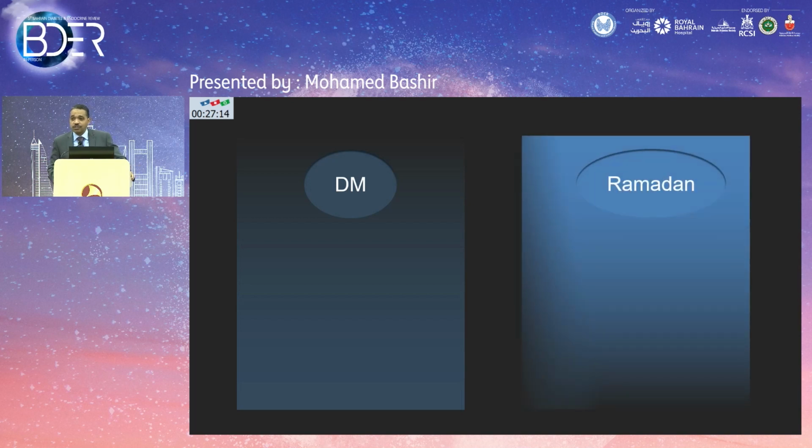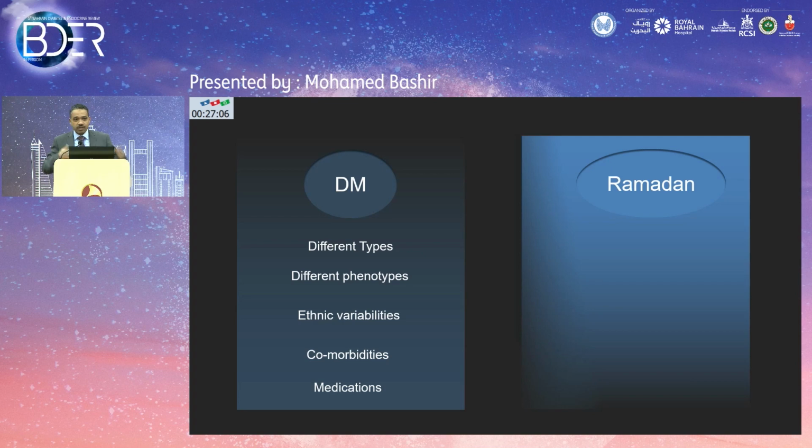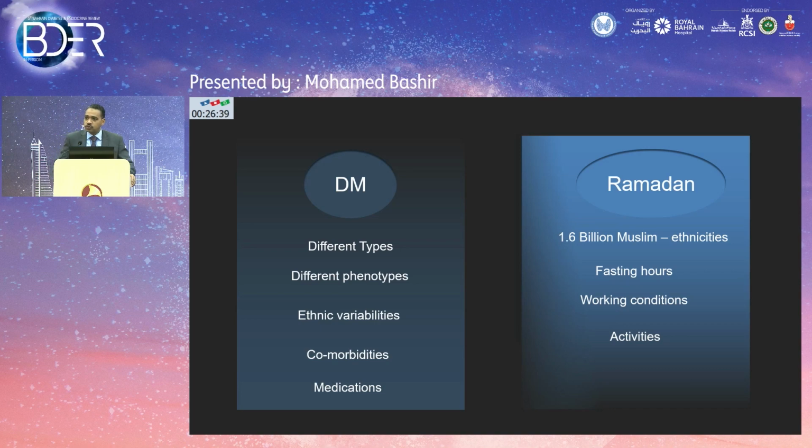So diabetes is a heterogeneous condition, and we all know that. But Ramadan is not a homogeneous condition as well. There are multiple different forms of diabetes, multiple phenotypes, multiple medications, and you can think of the combinations; you will find many forms of combinations of medications that you can use. And for me, Ramadan means different things for different people. They come from different ethnicities, we have different fasting hours, different working conditions, and people do different activities. Some people work in an office with reduced hours, some people have to be in the field, so it's not all exactly the same.